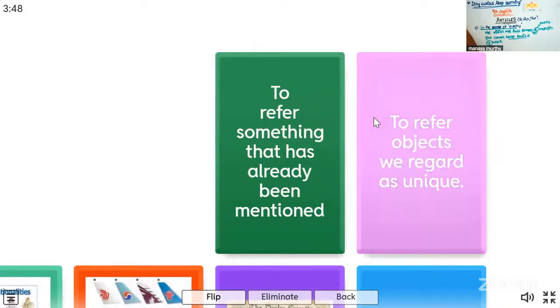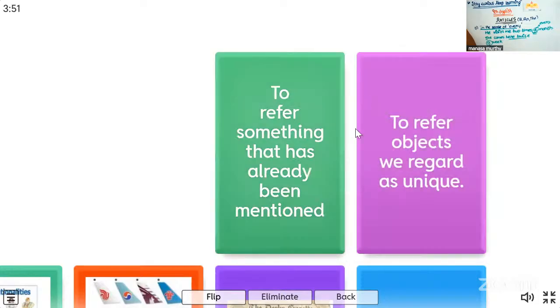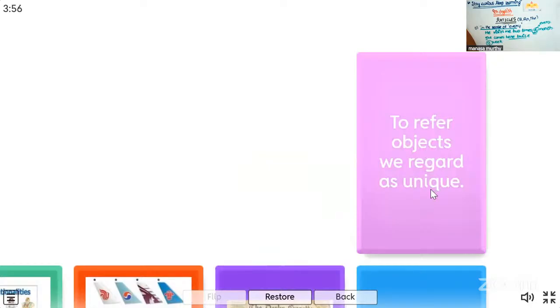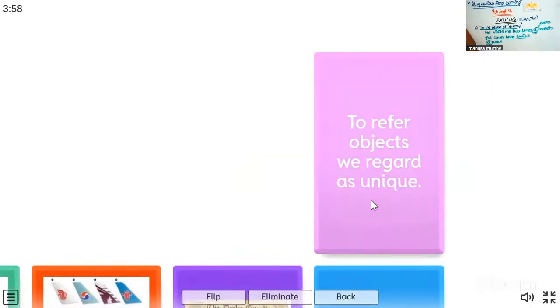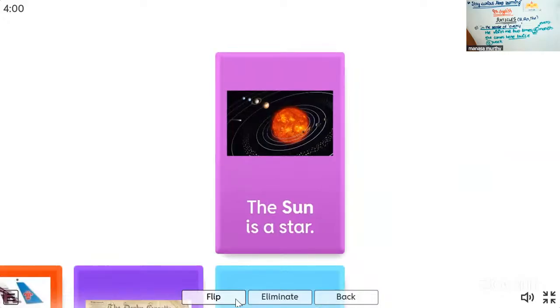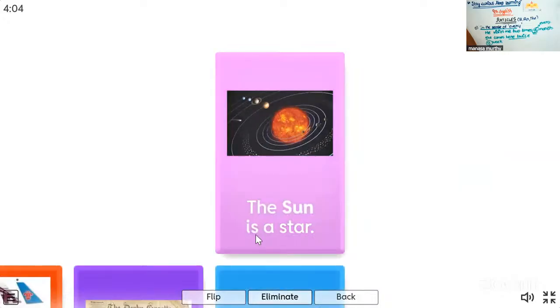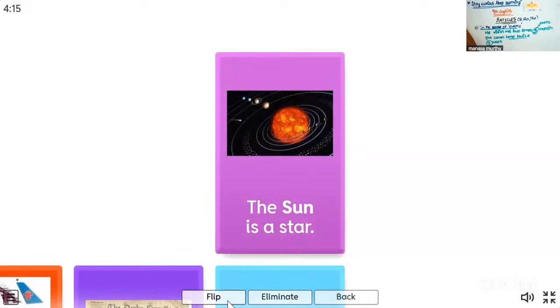So that is the place wherein we use this article the. To refer objects we regard as unique. The sun is a star. Randomly a star, it is a star. Specific, unique, we use it as the sun. The moon. The sun shone brightly.